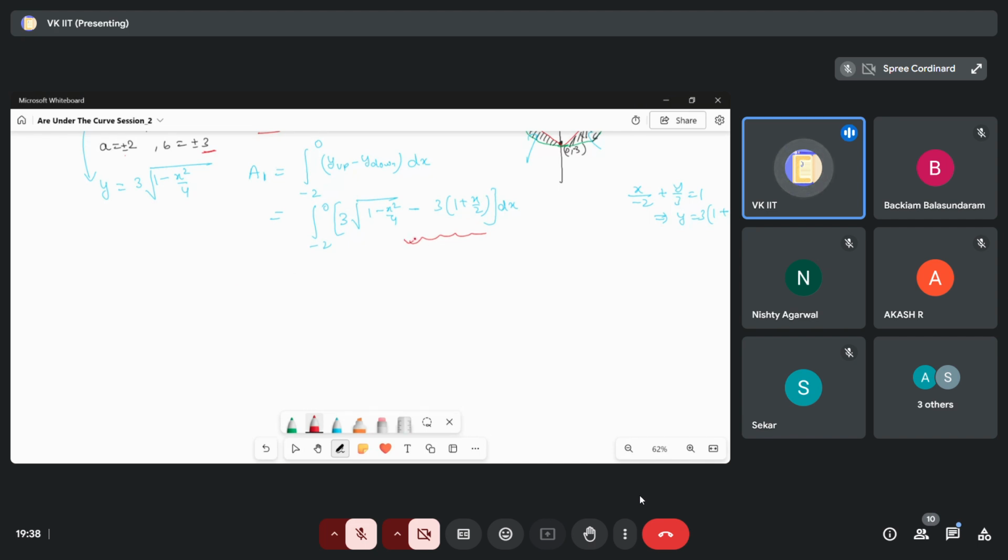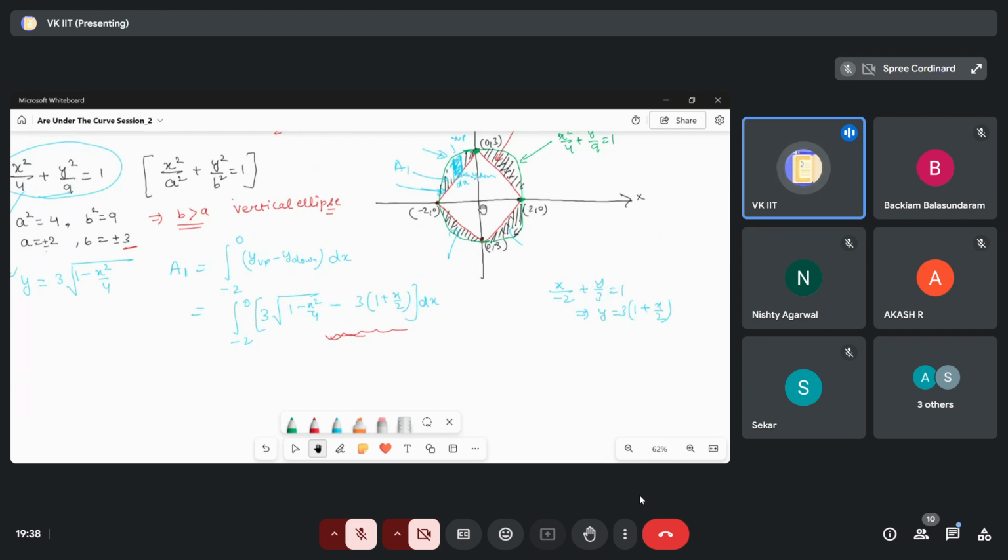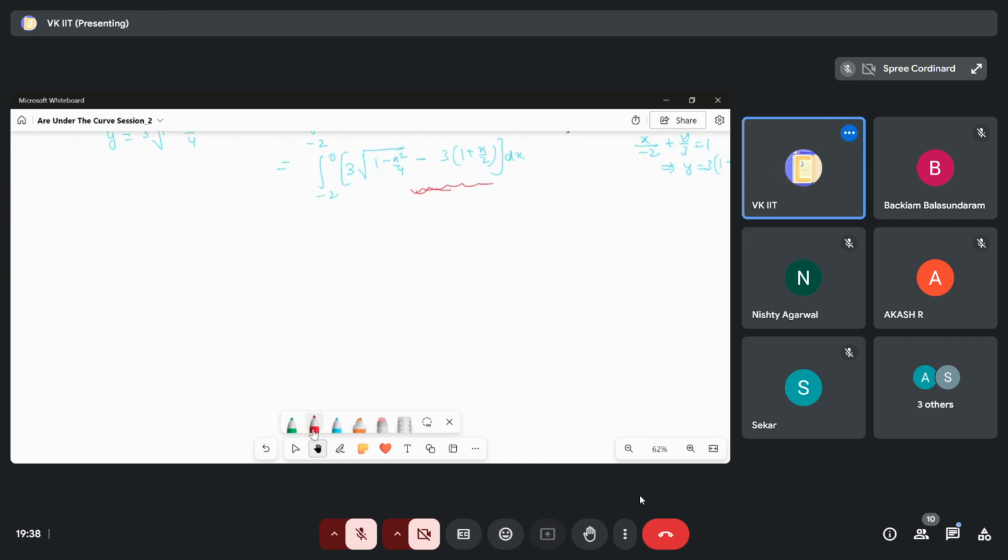actually this is not the final answer, na? This is only the one area we have calculated. Similarly, you have to find out the second area also, third area, fourth area. However, the limit will be different in each case, right? 0 to 2 in the second case. So this is a lengthier task. So what is the other method then?